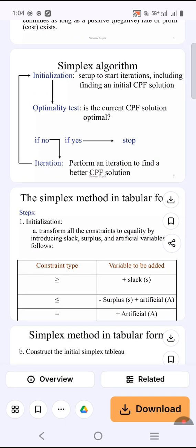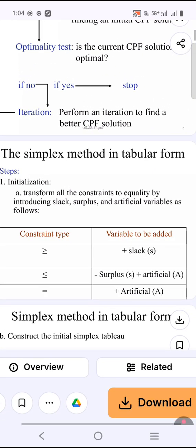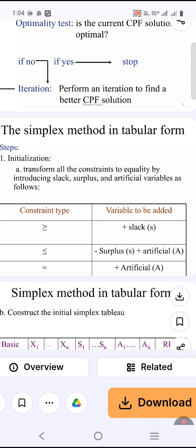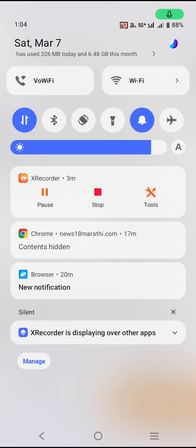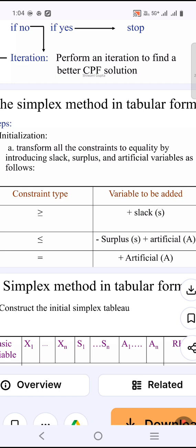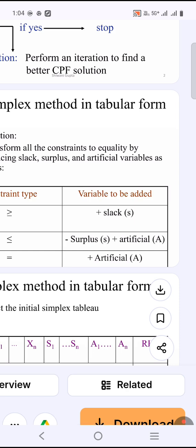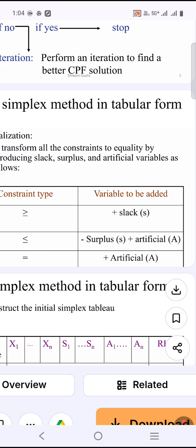And we have seen the simplex method in tabular form. Initialization: transform all constraints to equalities by introducing slack, surplus, or artificial variables as follows. For a less than or equal to constraint, add a slack variable; for a greater than or equal to constraint, subtract a surplus variable and add an artificial variable; and for an equal to constraint, add an artificial variable.